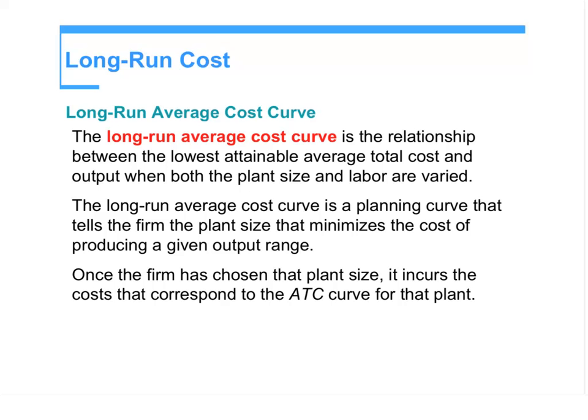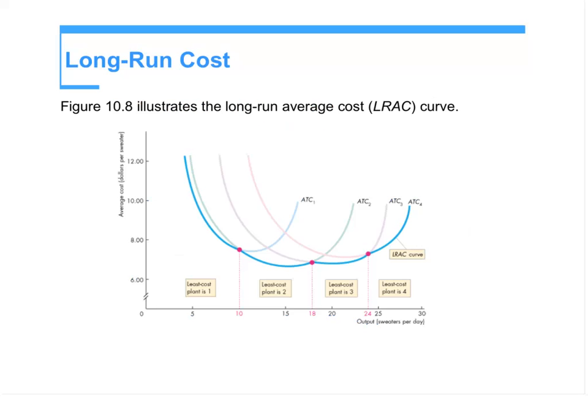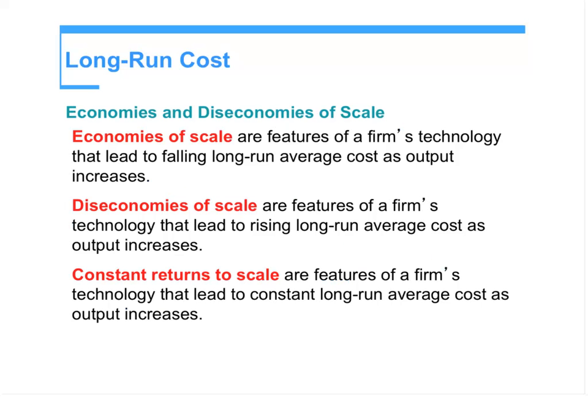So once the firm has chosen that plant size, it incurs the cost that corresponds to the average total cost curve for the plant. So basically, that's how we get to that final point. You see? So then we get to these concepts of economies and diseconomies of scale. Economies of scale are features of a firm's technology that lead to falling long-run average cost as output increases.